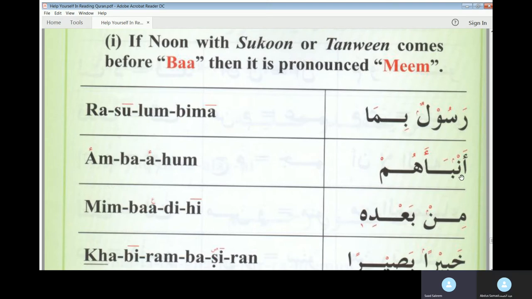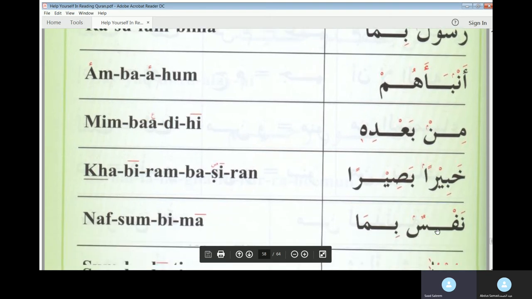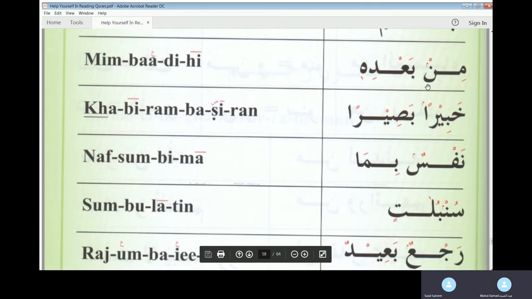And don't pronounce noon, because you see a very small meem written here. So I don't pronounce the sukoon. Yes, you will not pronounce noon, you will pronounce meem. Am ba'dahum. Mim ba'dihi.